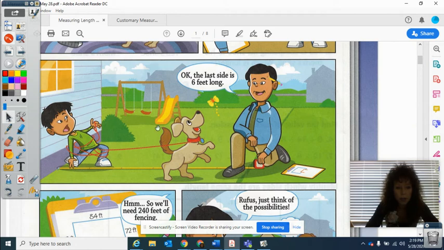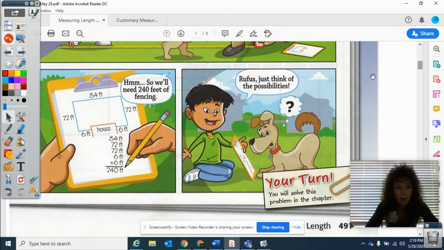So here's the little boy and his dog and his dad. Okay. The last side is 6 feet long. So you'll see here, they have the house and they've mapped out their yard. We haven't really talked about this yet, but some of you may have heard this from previous years. Perimeter is like putting a fence up. It's the distance around the outside of the yard. So they're measuring the distance around the outside of the yard. We call that perimeter. Of course, they don't need to put a fence where the house is.